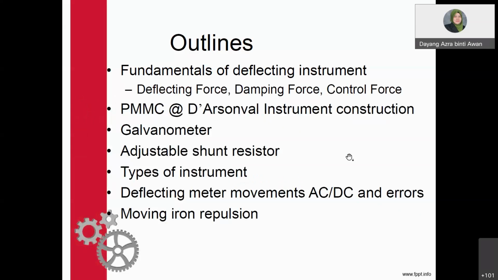For this topic, you will learn all the theory behind the fundamentals of deflecting instruments. You need to remember the three forces that are important in the instrument. First we have a deflecting force, then a damping force, then a control force. All these three forces must exist when you do the measurement in a specific instrument. Then we need to learn the PMMC, or what we call the D'Arsonval instrument construction, then the galvanometer, adjustable shunt resistor, types of instrument, deflecting meter movements, AC and DC errors, and moving iron repulsion. This is all theory only. For this topic, there will not be any calculation.